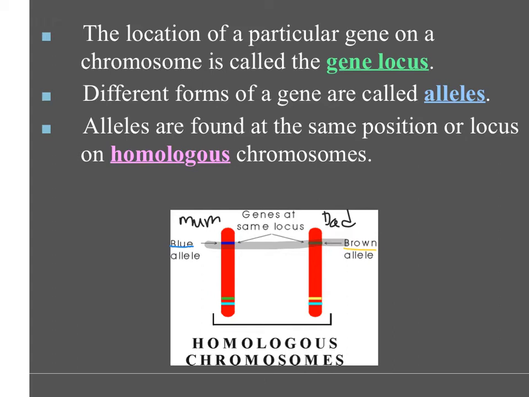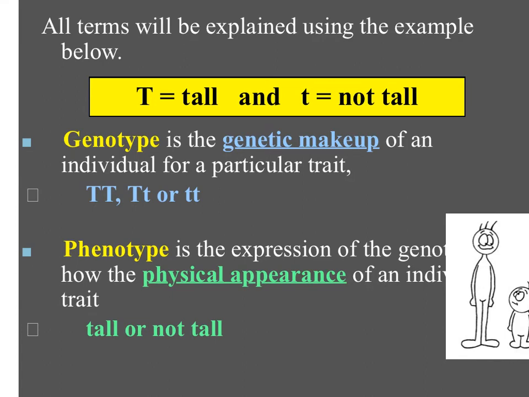And these different forms of a gene are called alleles. So this is the brown allele and this is the blue allele. Different versions of the same gene. And so those alleles are going to be found on that gene locus or gene loci. Oh no! My words got cut off by my picture. Oh well, we'll have to make do.